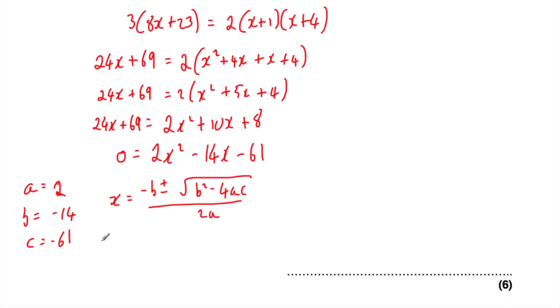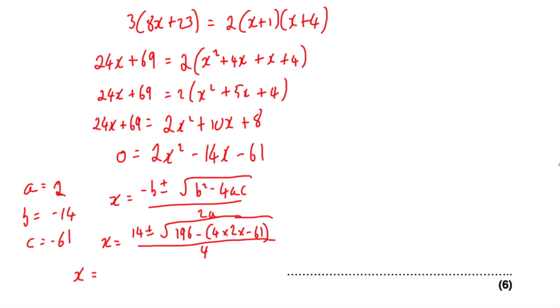So x equals minus b, b's minus 14, so minus 14 would be 14, plus or minus the square root of b squared, well, it's going to be minus 14 squared, and if you do minus 14 squared on your calculator, that's equal to 196, minus, and then I'm going to put this bit in brackets, 4 times a, which is 2, times c, which is minus 61. And then close brackets. And that's all divided by 2a. A is equal to 2. 2 times 2 would be 4. Okay, so now let's work this out.